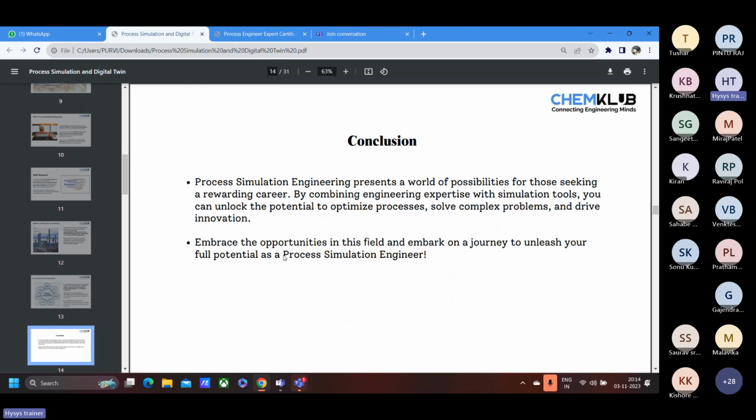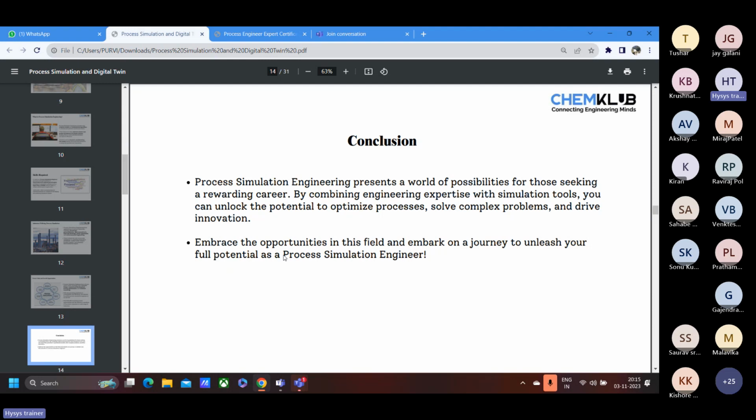So in conclusion, process simulation engineering presents a world of possibilities for those seeking a rewarding career ahead, by combining your expertise in engineering along with your plant knowledge, right? My thing is very clear. For example, if you are a college student and straight out of college you directly go for simulation engineer, I think that is very bad.